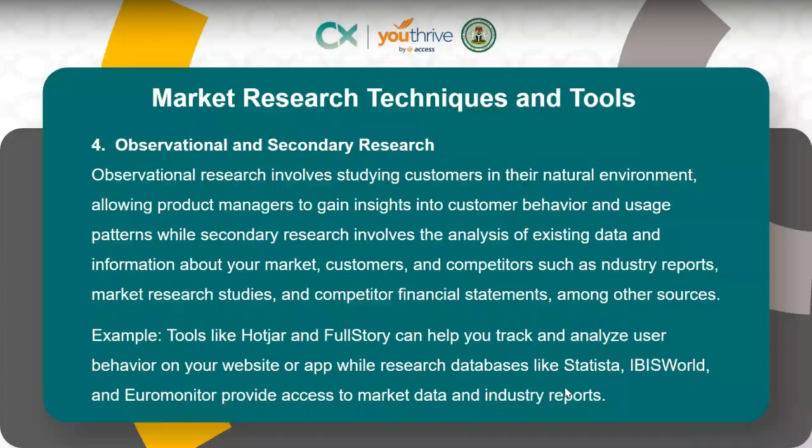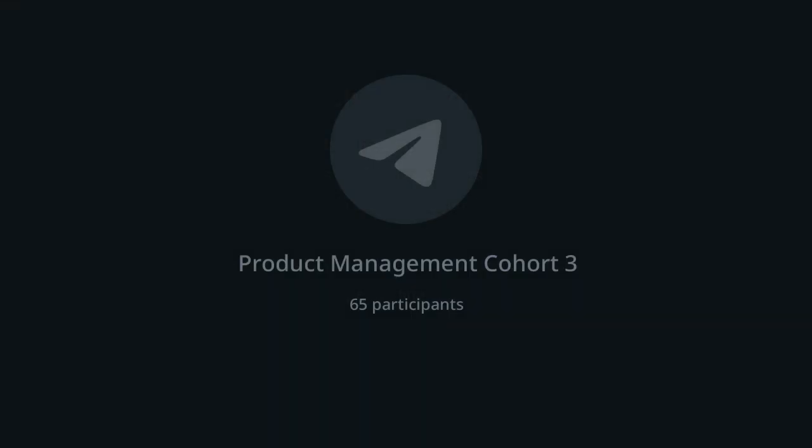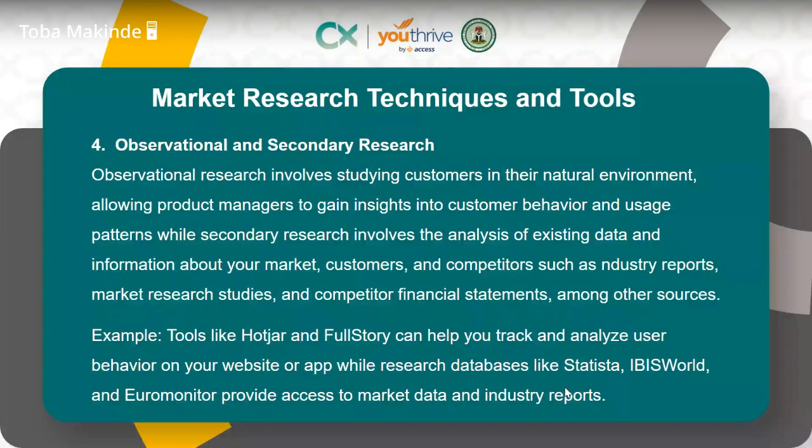And lastly, we have the observational and secondary research. Observational is the study of customers in their external environment, allowing you as a product manager to gain insights into customer behavior and usage. While secondary involves analyzing existing data, like I said earlier, for example industry reports, market research studies, and other sources. Example here I wrote there, tools like Hotjar and FullStory can help you track and analyze user behavior on your website.